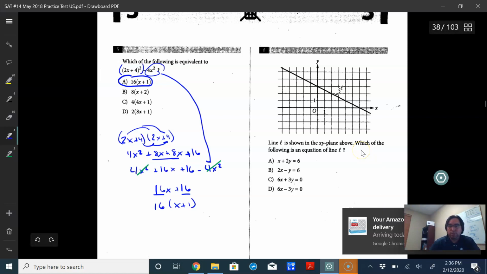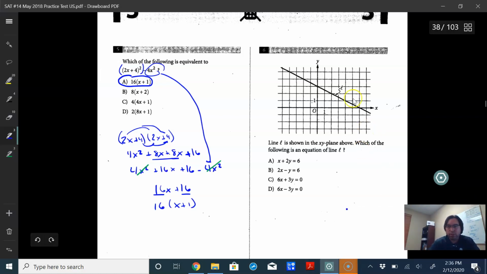So let's look at number 6 here. What we see is we kind of have another coordinate geometry question, because we see we're in an XY plane. And what we're trying to do is predict it. It's kind of a graphing one. So since it's associated with a graph, we've got to be able to use that piece.